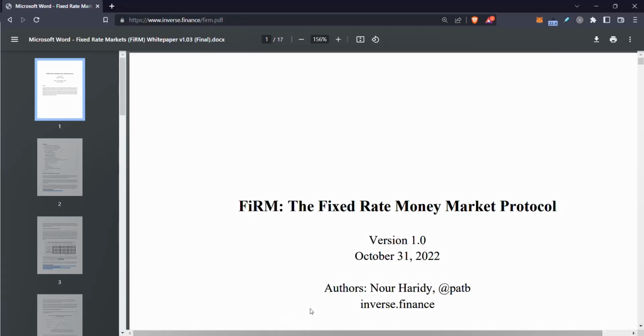Today I'm taking a look at FiRM, the fixed rate money market protocol by Noir and Pat B of Inverse Finance. Now this is pretty interesting.